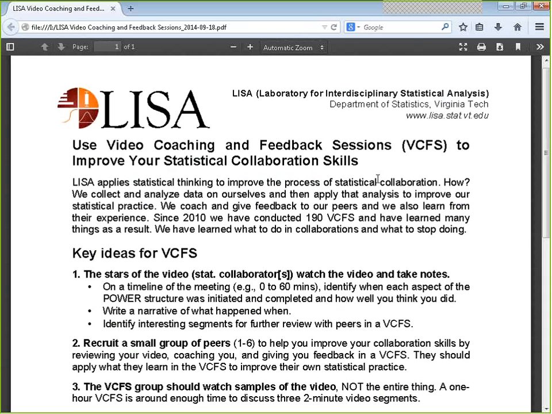And so what we often say to clients is, well, go and collect some data and then analyze the data. And so we're doing that to ourselves. We collect data by videotaping our meetings with clients, and then we analyze the data in a small group setting. Since 2010, at least, we've done this 190 times. We've had 190 video coaching and feedback sessions. And so we've learned a lot of things.